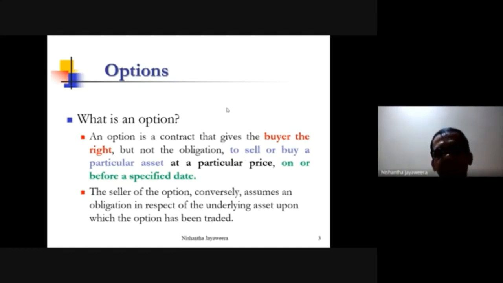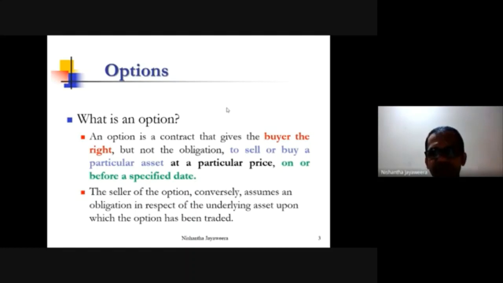Is it clear? So you don't buy anything or sell anything, but you have a right to buy the underlying or to sell the underlying, depending on the type of the option that you entered into. And there can be a maturity period, or the time frame for the option transaction, which is valid. You can do that either during the period or at the end of the period. But the price is pre-agreed. That's the basic concept of an option.